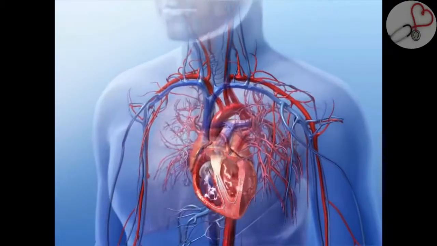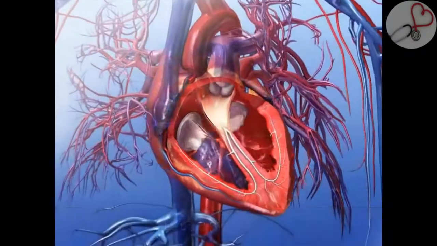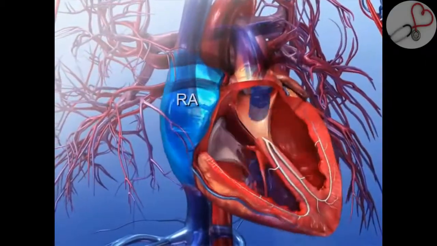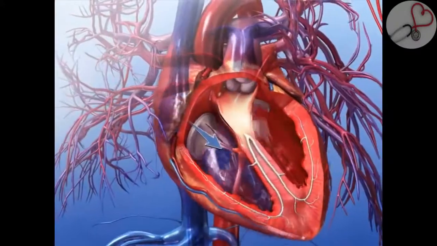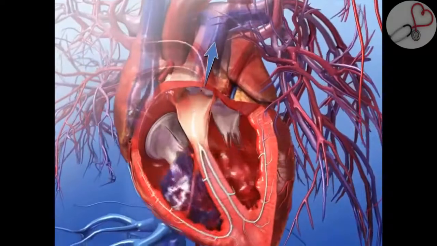The heart has 4 hollow chambers, the left and right ventricle and the left and right atrium. Each chamber has a different function. The right atrium receives oxygen-depleted blood and empties it into the right ventricle. This blood then flows to the lungs for gas exchange.